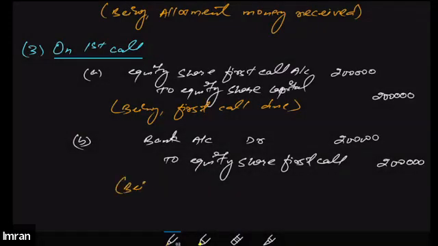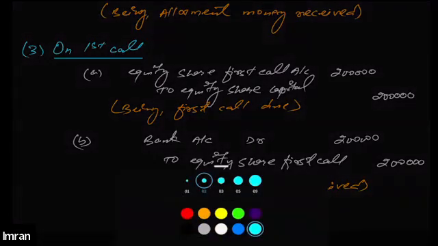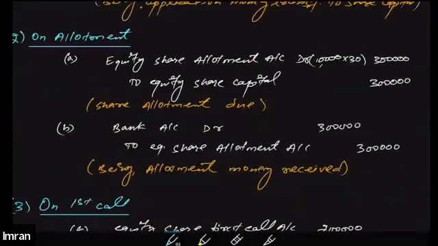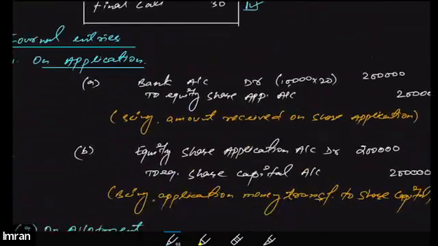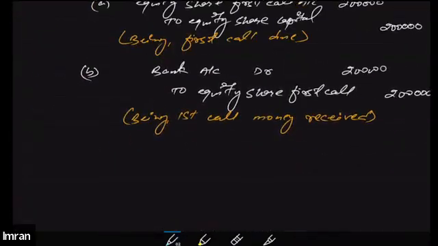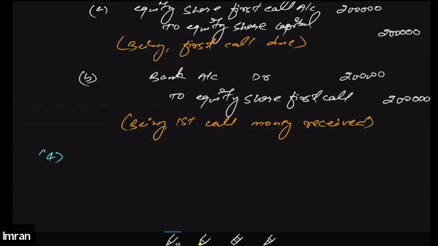Let me write down the narration for it, being first call money received. Okay. Now one last installment, which was the final call. All right. So let's do the journal entry for that as well. Fourth, on final call.